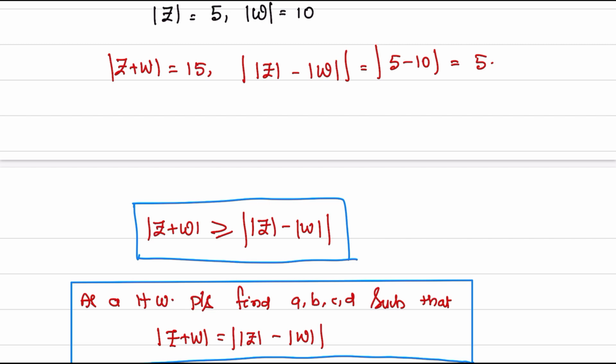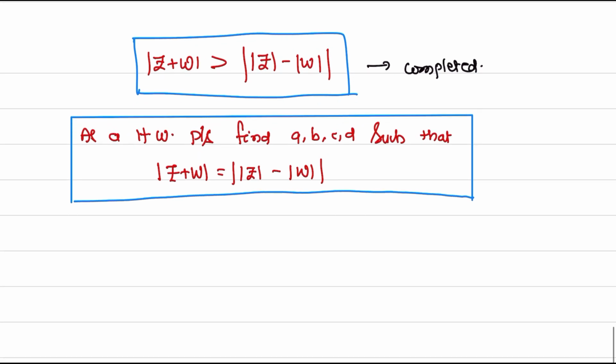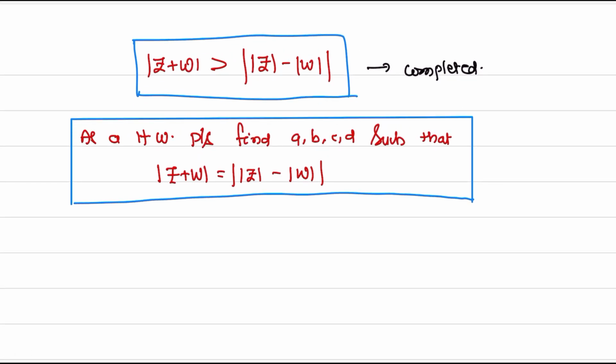Now what we have to do? You have to prove. This is what I have done. I did it. Completed. Don't worry about this. Now, you find A, B, C, D in such a way that modulus of Z plus W is equal to absolute value of modulus of Z minus the modulus of W. Please do it. This type of questions only will come in your examination. You have to sit in the examination and you have to do it. Please solve this problem.